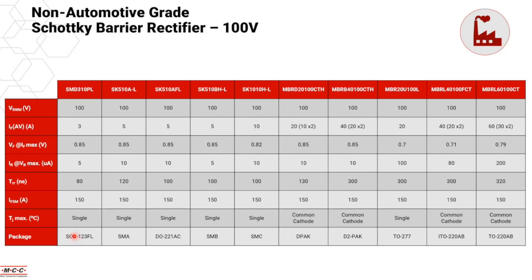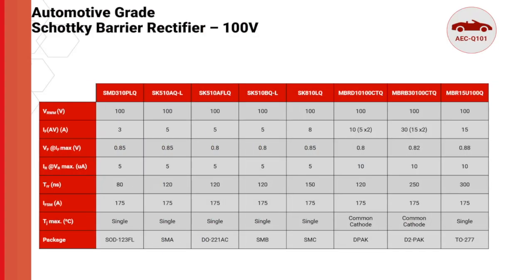Again, if you look at the packages offered over here, for smaller currents, you need smaller packages. For higher currents, you will need those high power density packages such as D-pack, D2-pack, or the TO220 package.